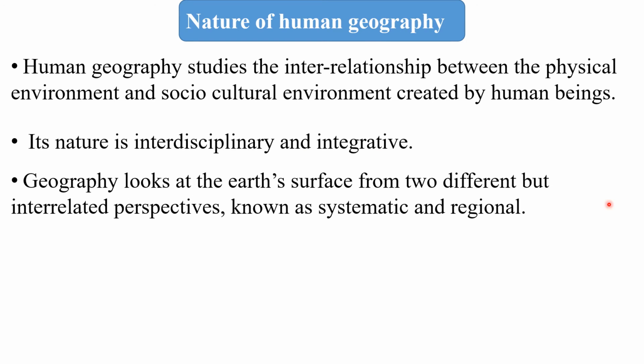Then geography looks at the earth surface from two different but interrelated perspectives known as systematic and regional. Here, these two words are most important: systematic and regional. It means geography's nature is systematic.